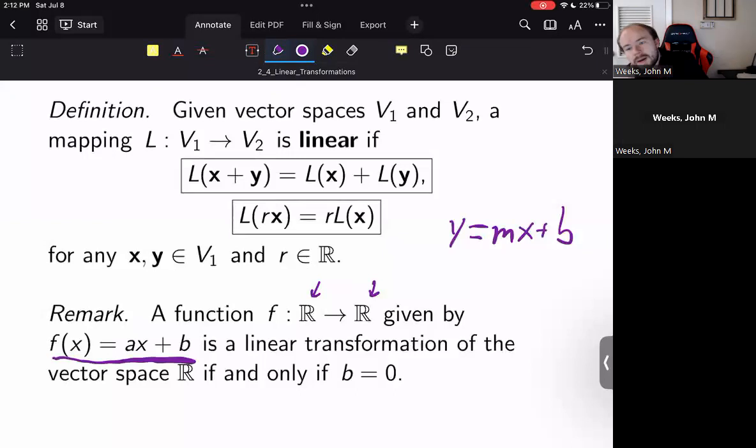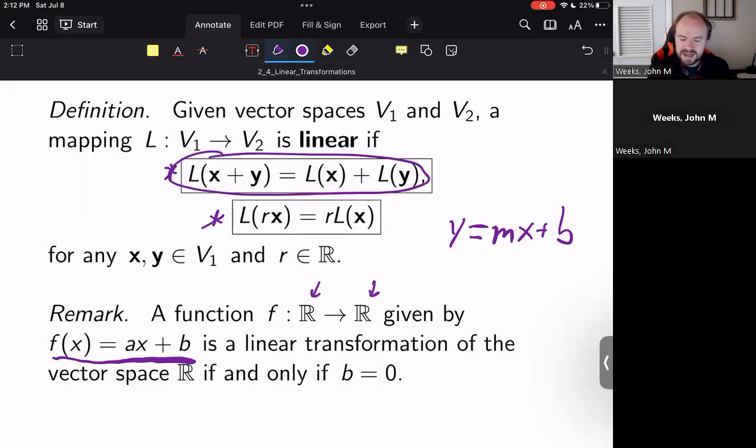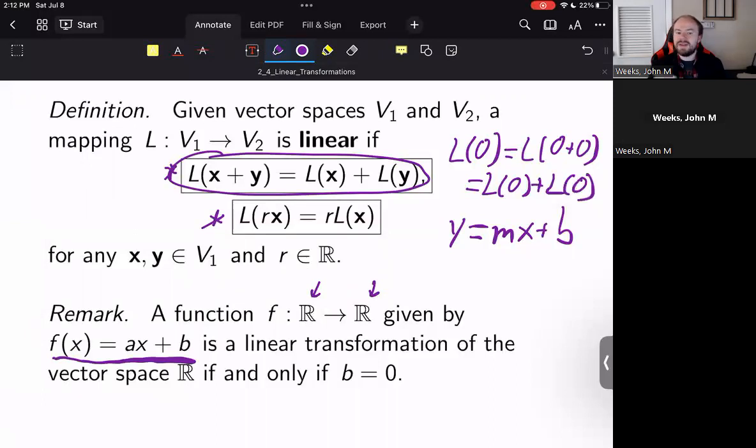Now, the question is, which one of these functions is actually described as linear? Let's take a look at what these two things are. Notice that this first one, for example, says this. If I plug in L of 0, well, I know L of 0 is L of 0 plus 0, right? So because of this first condition, I know that I can break this apart in this way. L of 0 plus 0, this is like if my vector x equals 0 and my vector y equals 0.